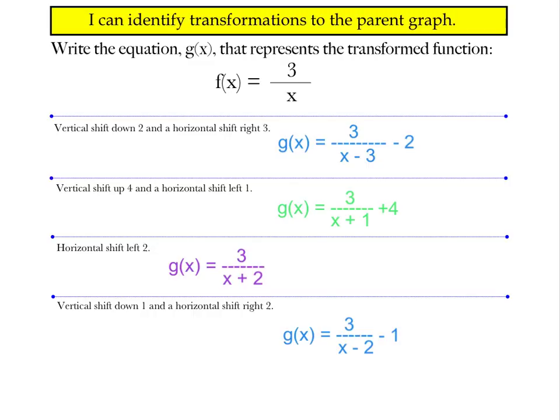All right, so assuming I didn't make any mistakes, you should have found that in this case, if I go up 4, that's going to be a +4 on the end, and a horizontal shift left 1 is going to be a +1 in the denominator. Down here, a left 2 is going to be a +2 in the denominator, and then shift down 1 would be -1 on the end, and right 2 would be a -2 in the denominator. Go ahead and make note of any questions or points of confusion that you have.